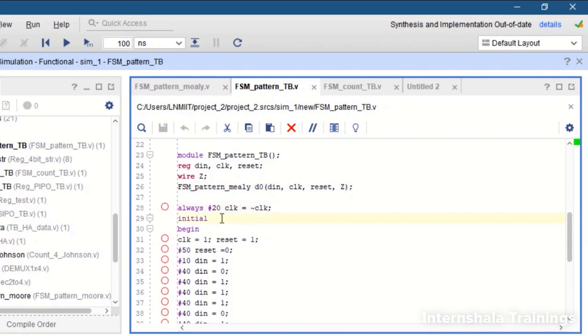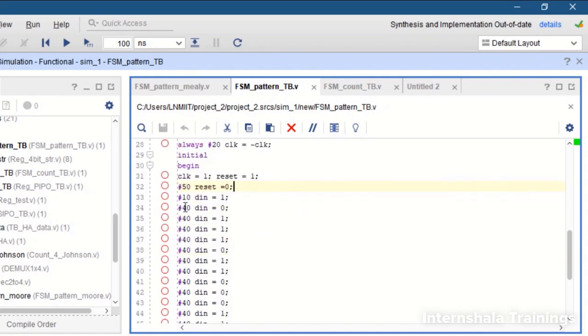I define the initial conditions. Clock is 1 and reset is 1. After 50 nanosecond I set the value of reset to 0. So now I will start giving the value of D in. So after every 40 nanosecond I am changing the value of D in. I am giving the values 1, 0, 1, 1, 1, any pattern that you want.